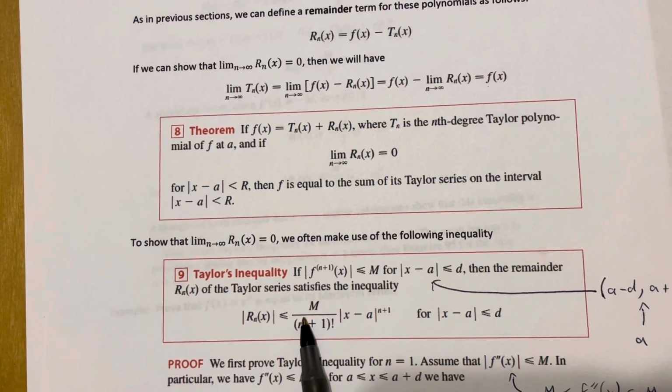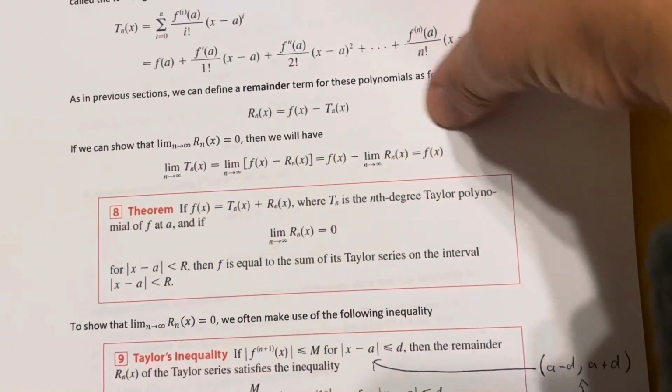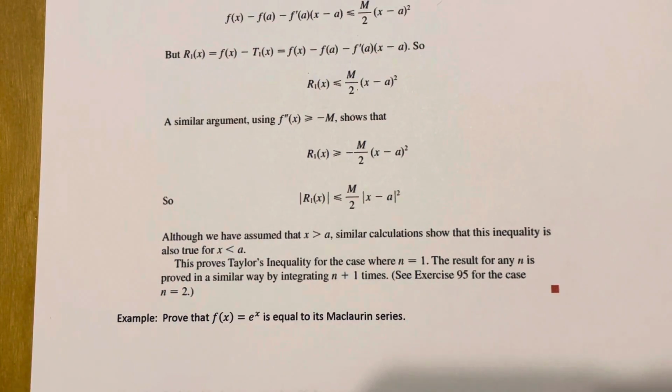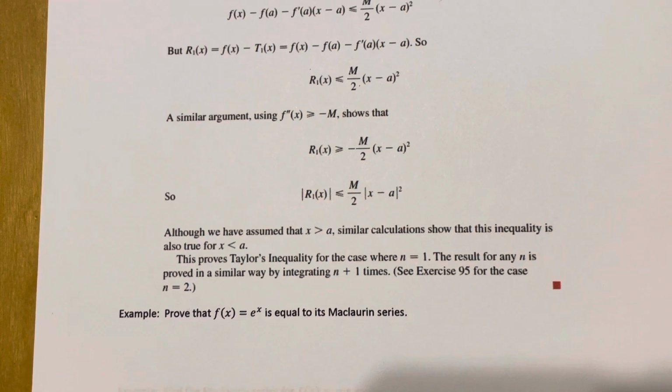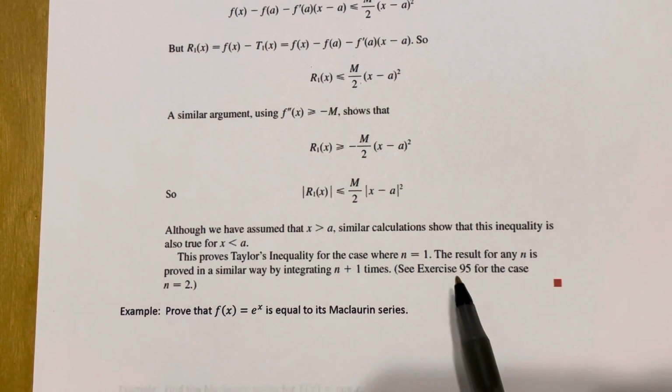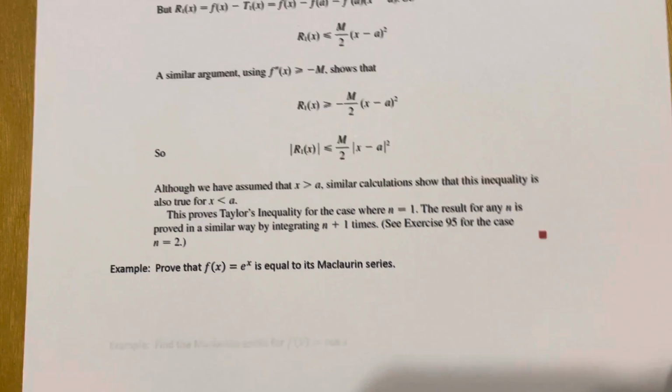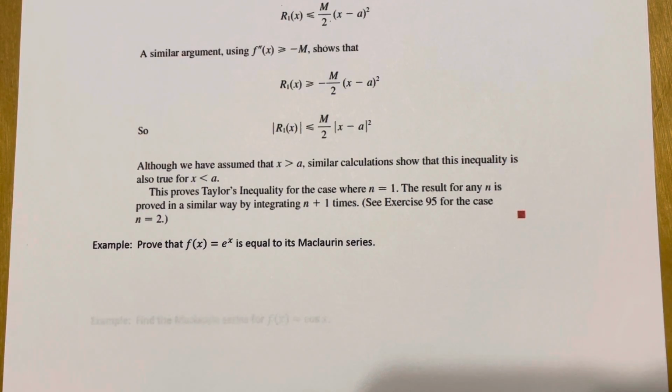I'd have m over 2 factorial, which is just 2, times the absolute value of x minus a squared. Notice that's what we ended up with right here. So what that does is that confirms Taylor's inequality for when n is equal to 1. There's a little sentence right here indicating that if you wanted to prove the case where n is equal to 2, you just have to go through that argument.